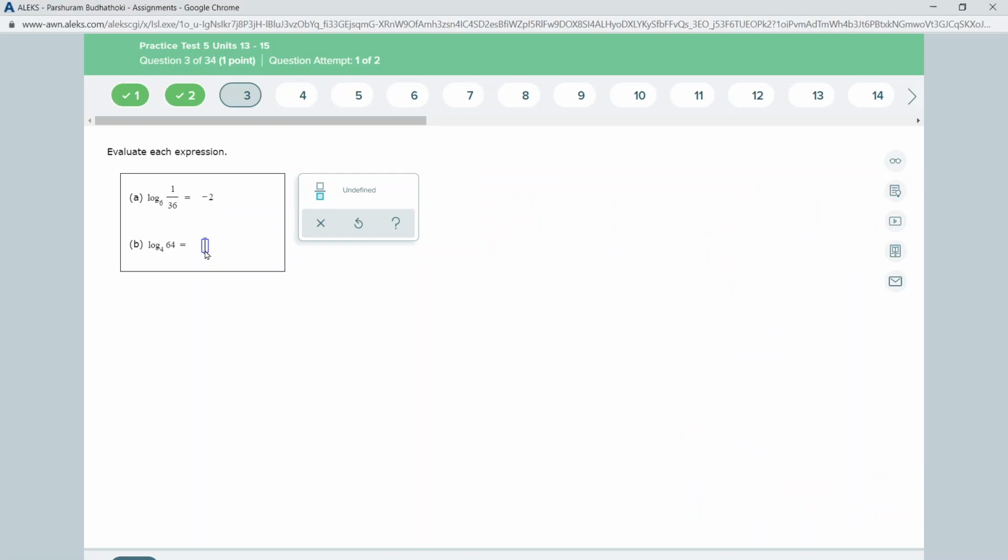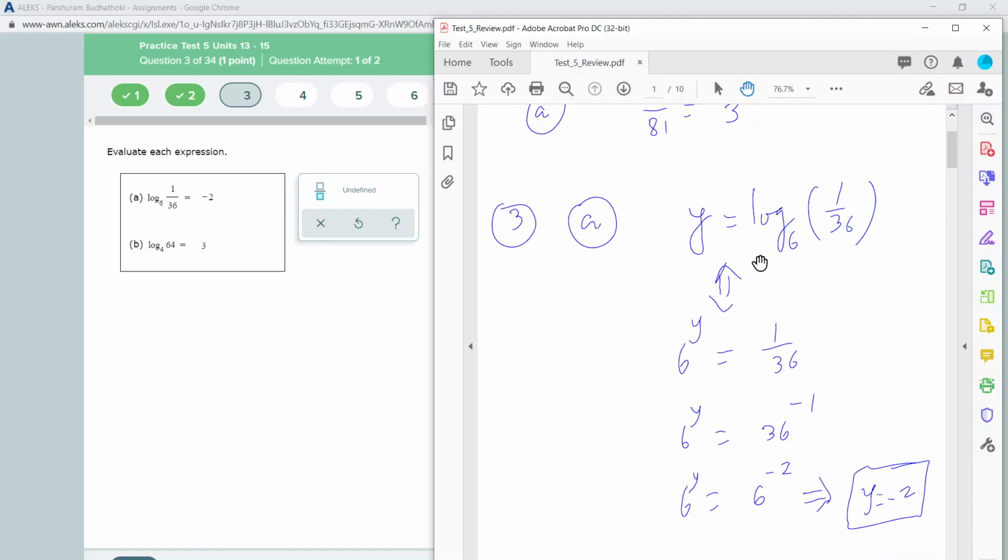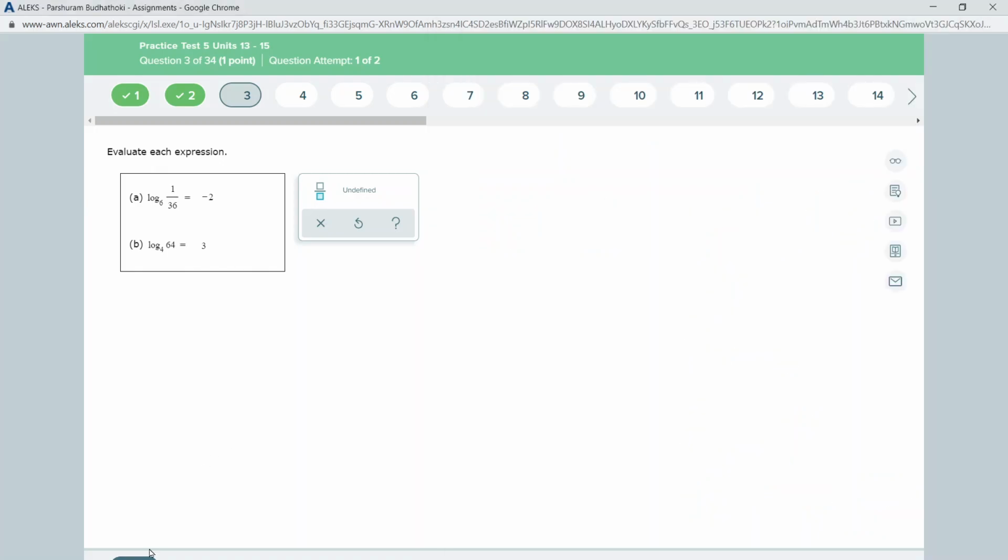By using the very same idea, we can change this, and then we can find out the value of y is 3. Just use exactly the same way. 4 to the power y equals 64. 64 is actually 4 to the power 3, so y is equal to 3.